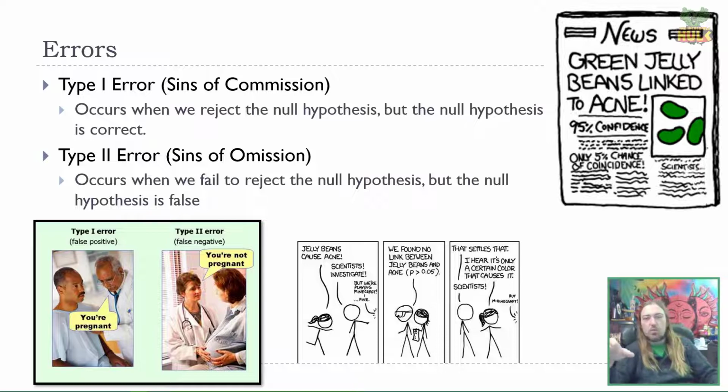Sometimes they're also referred to as sins of commission or sins of omission, but I like the type 1, type 2 terminology because it's a little more accepted. The type 1 error occurs when we have rejected the null hypothesis, okay? But the null hypothesis is correct.